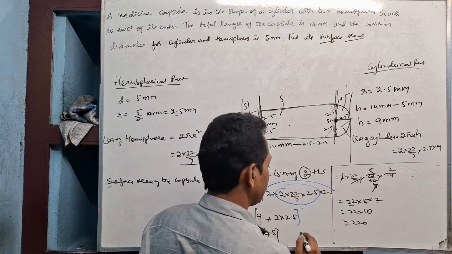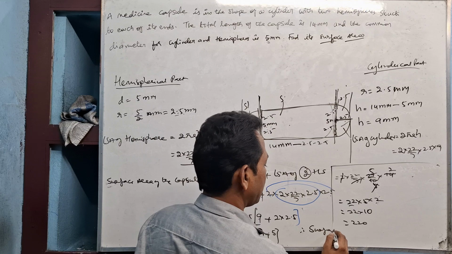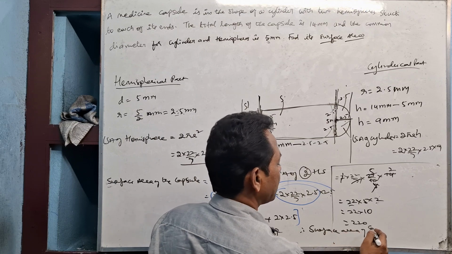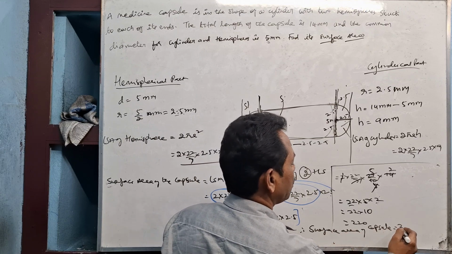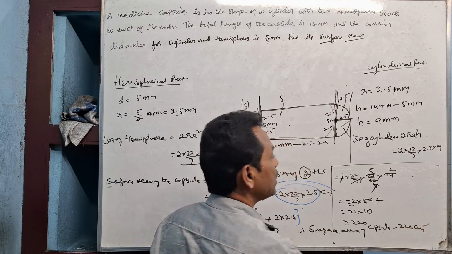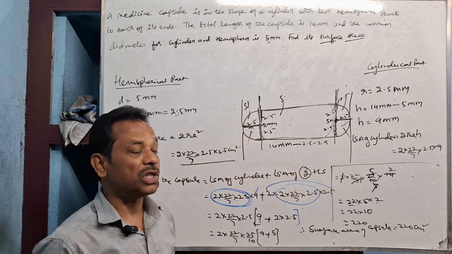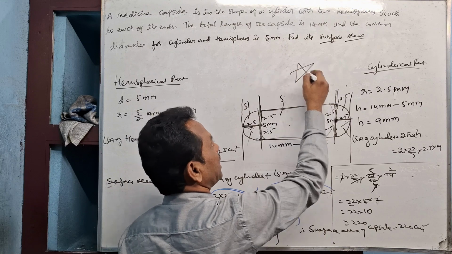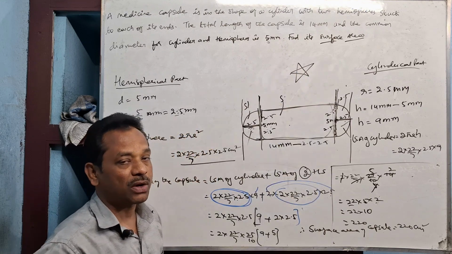Therefore, I can say the surface area of the capsule is equal to 220 centimeter square. From an exam point of view, this question is very important. Just practice this question well to get 2 marks or 4 marks.